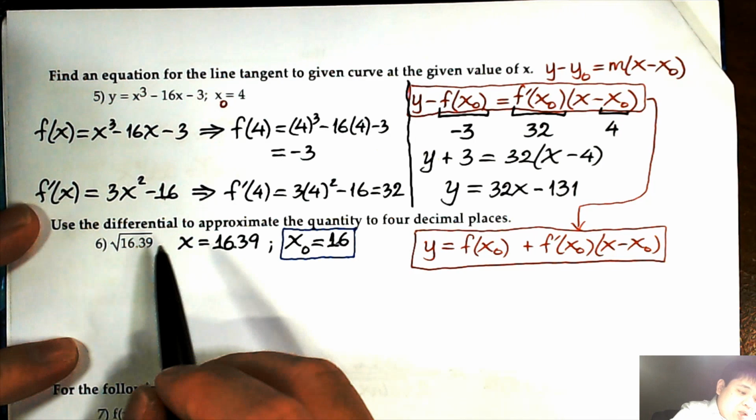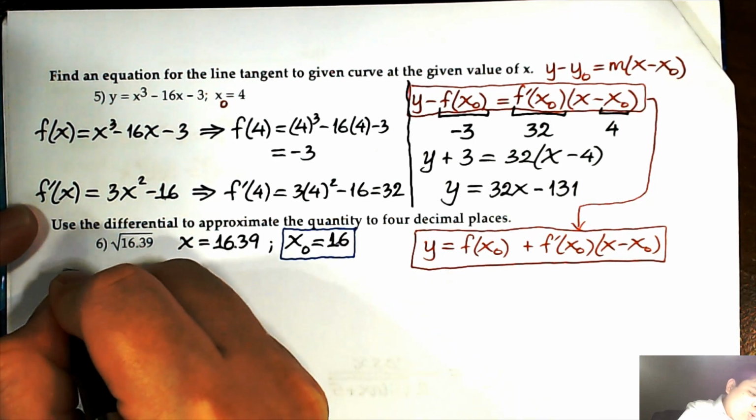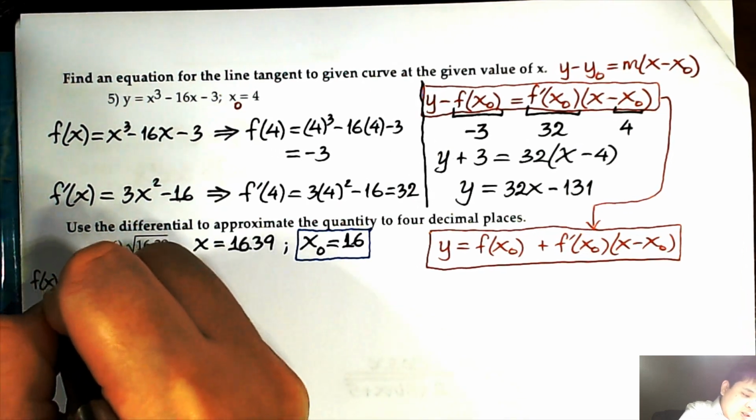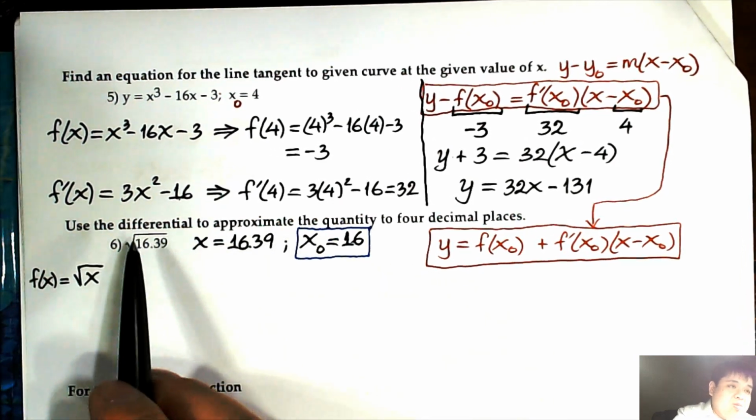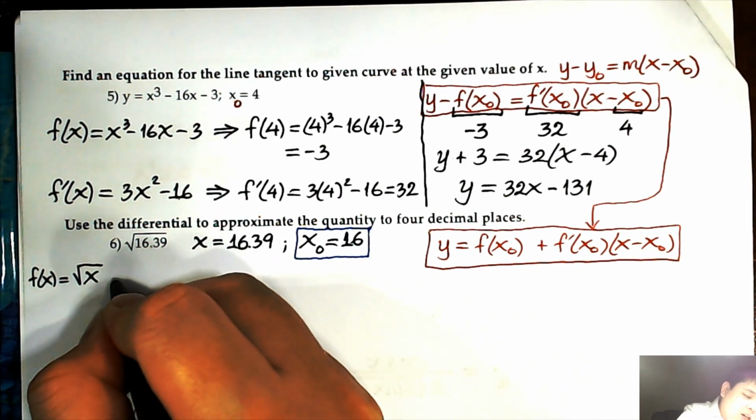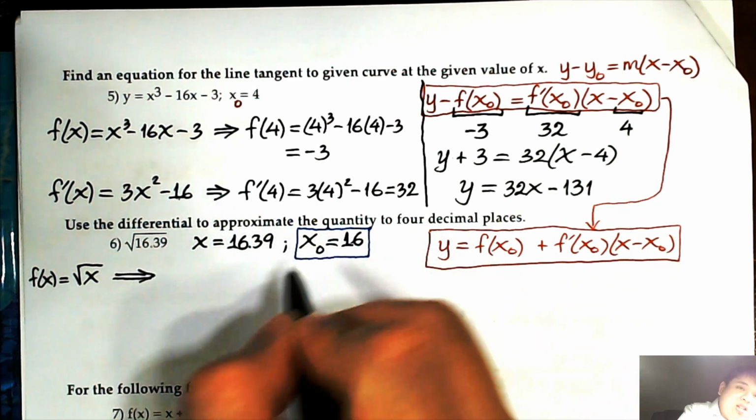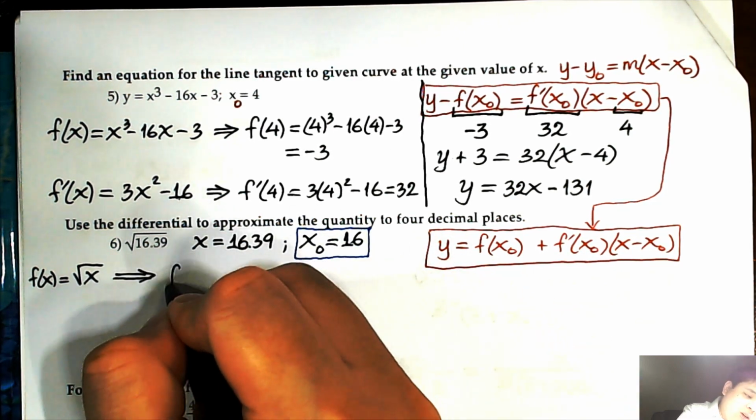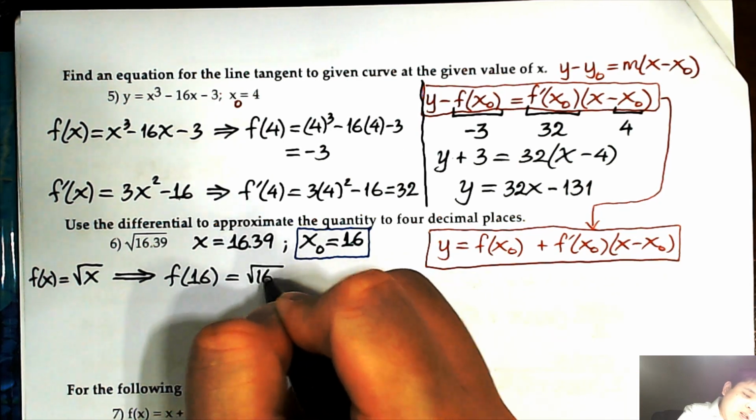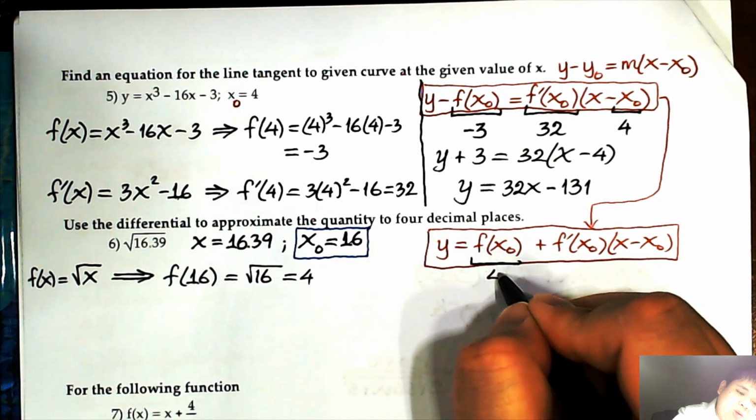So if x equals this, replace x with that number; we have the square root of x, and that is the function. So whatever the number in the problem, that's going to be x, and we have the function of x. Now we evaluate that at x naught equal to 16, so f of 16, the square root of 16, equals 4. So that's what we want to put here. That is going to be 4.